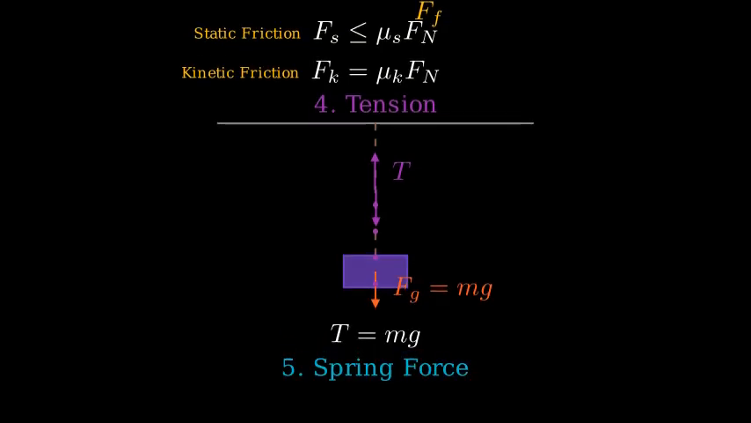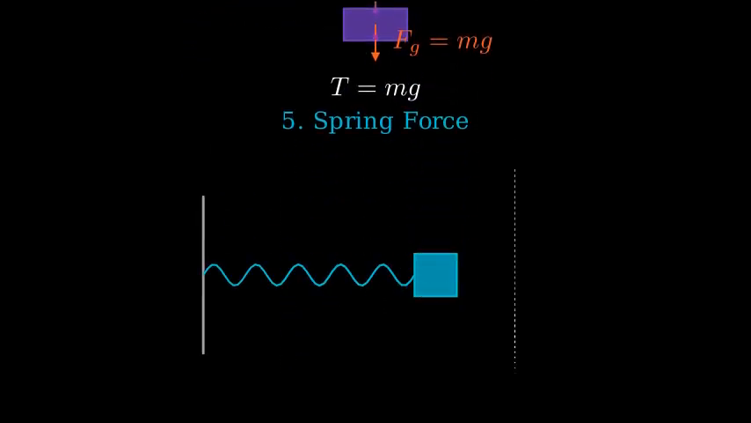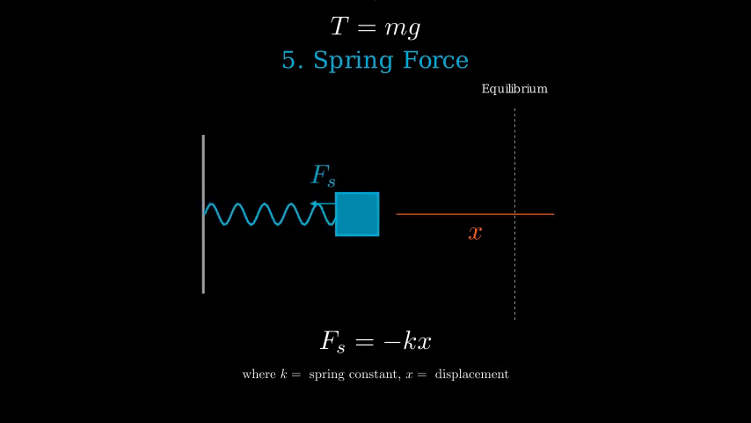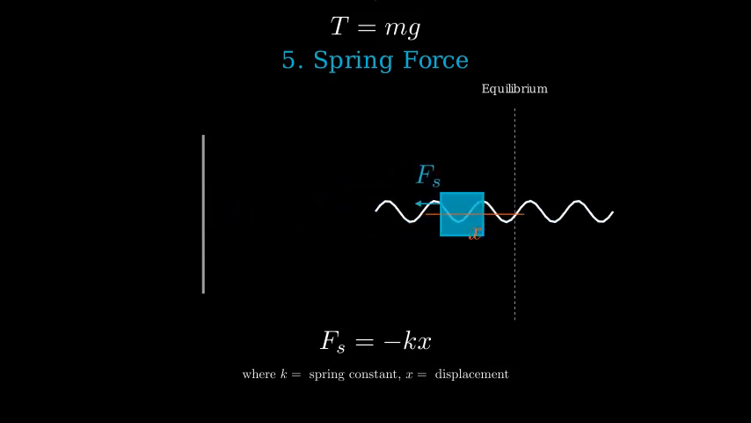Our fifth force is the spring force, also known as elastic force. When a spring is stretched or compressed from its rest position, it exerts a force proportional to the displacement, but in the opposite direction. This relationship is described by Hooke's law. The force is equal to negative k times x, where k is the spring constant and x is the displacement. Springs are used in many applications, from mattresses to vehicle suspensions, because of this predictable behavior.